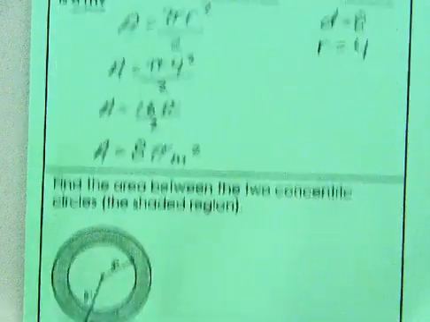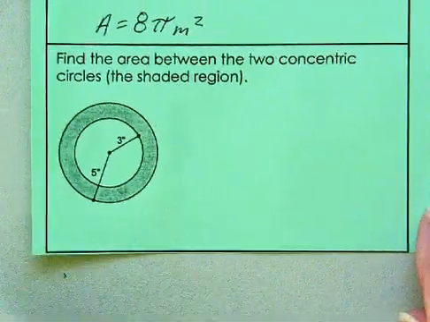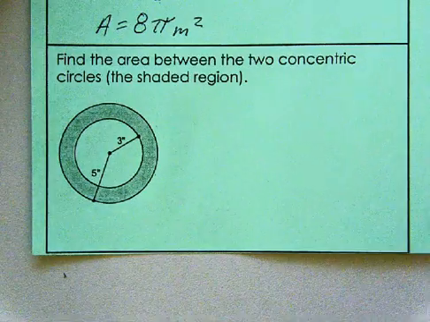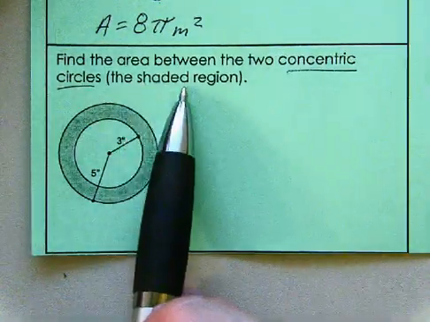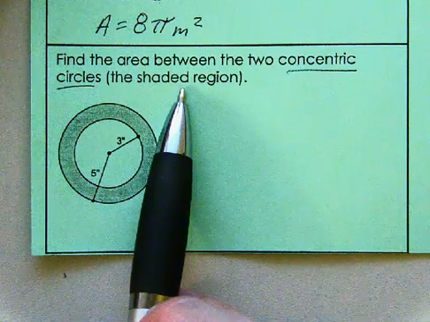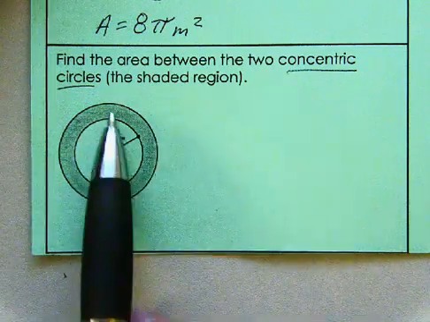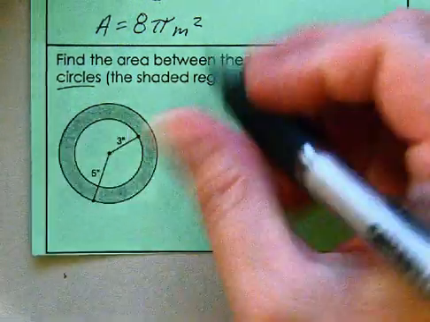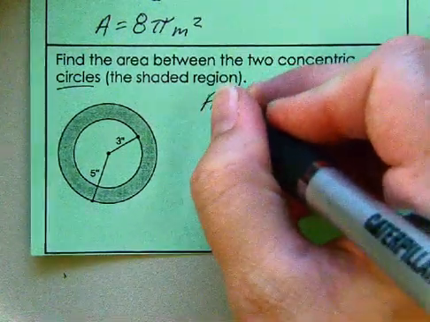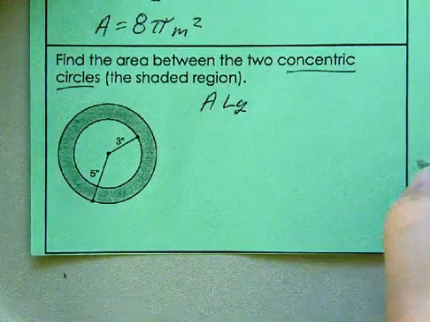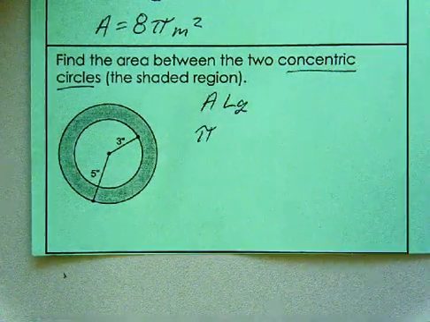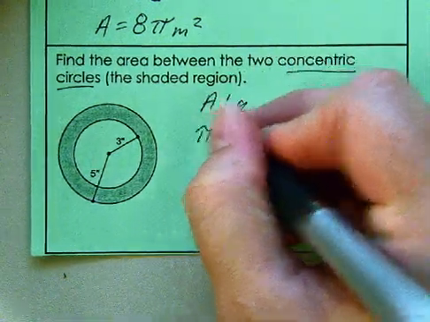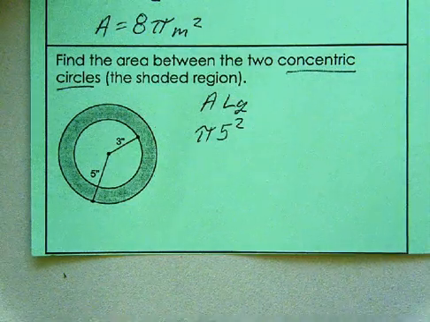All right, one more in this section. So this last one, we're going to be working with these concentric circles again, and we want to find the area of that shaded region. Okay, so in order to do that, we're going to take this big circle and find the area of that. So the area of the large circle is going to be pi. The radius of the large circle is 5, so pi 5 squared.